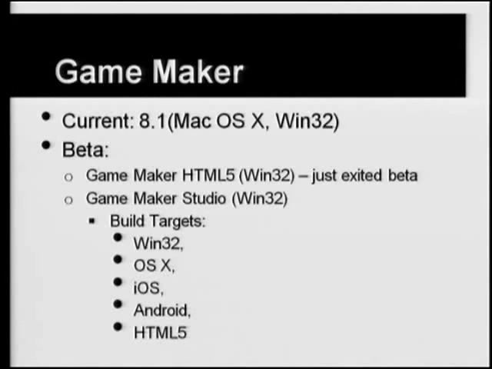GameMaker has its own language called GML, or GameMaker Language, which has a C-like syntax, but it's a very, very simplified language. It doesn't have a whole lot of technical stuff. And it's got two data types. It has strings and real numbers. Look how simplified it is. And in the very near future, GameMaker Studio will be released, currently in beta, and it will enable you to target Win32, OS X, iOS, Android, HTML5, and Symbian platforms. It's geared toward more professional developers.